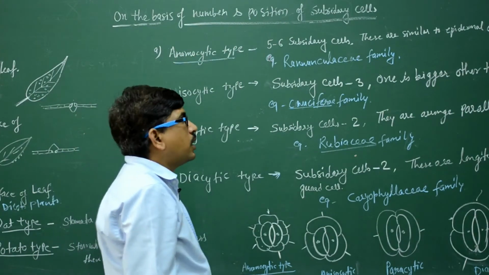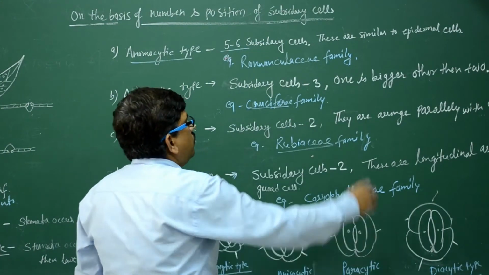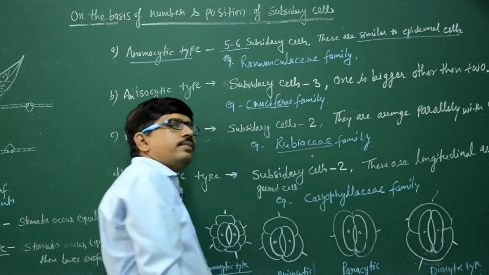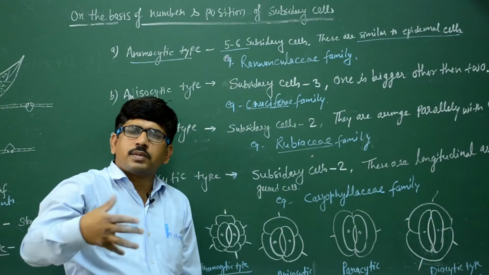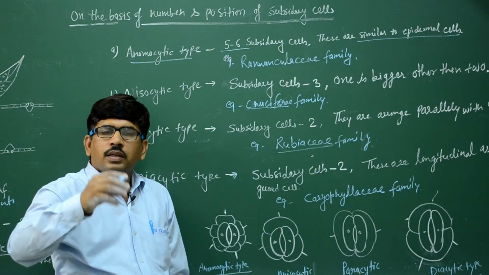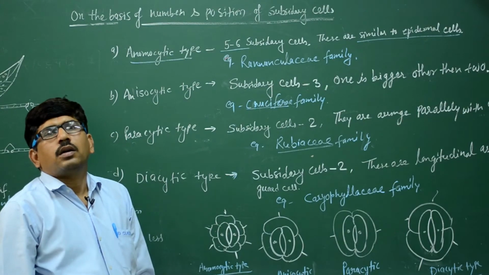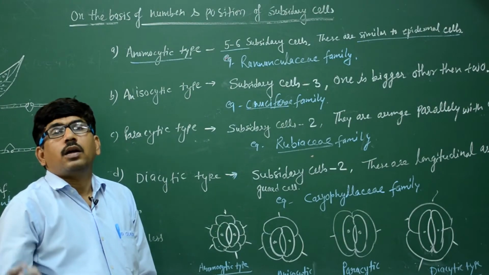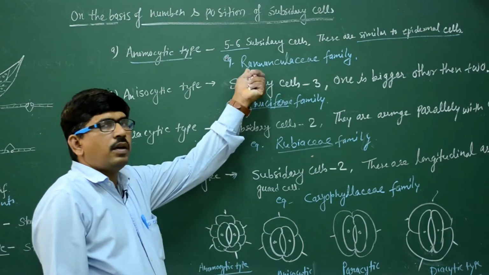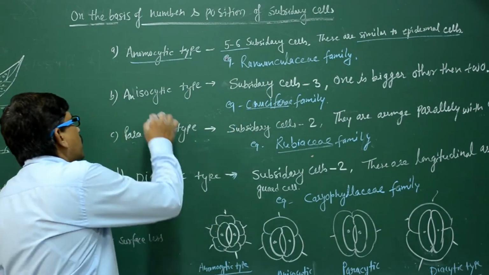That means the number of subsidiary cells, how many, children? 5 to 6. These are similar to the epidermal cells. It means 5 to 6 epidermal cells will be there. They cover the guard cells, and this type of stomata is known as the anomocytic type, and the example of this type of stomata is present in the Ranunculaceae family. The example family is Ranunculaceae.